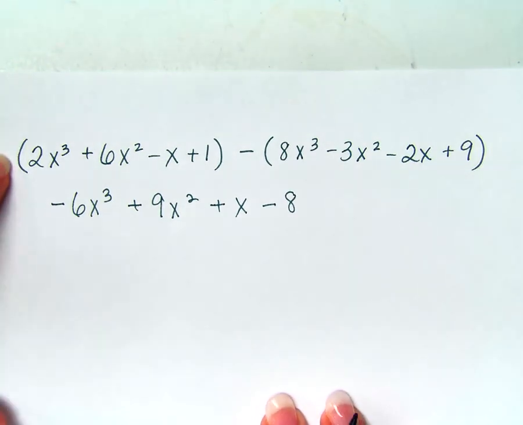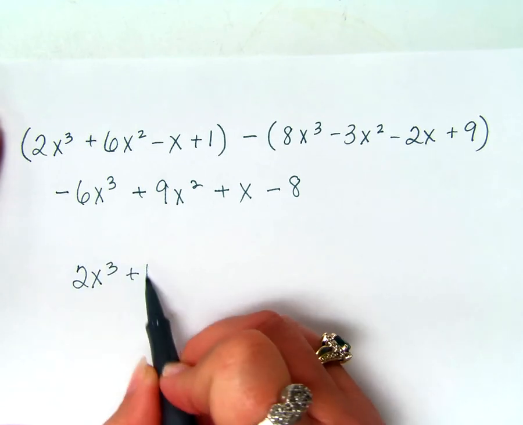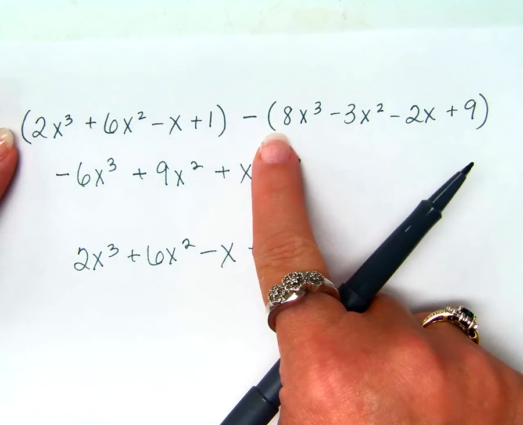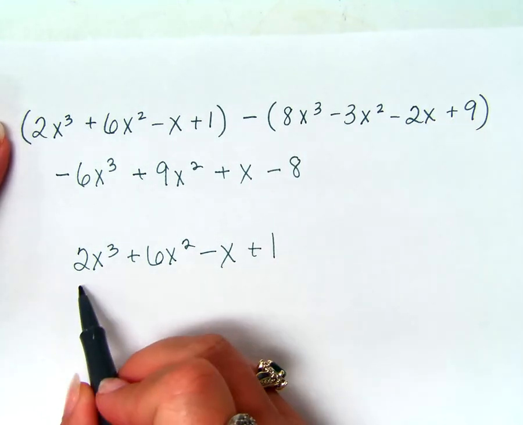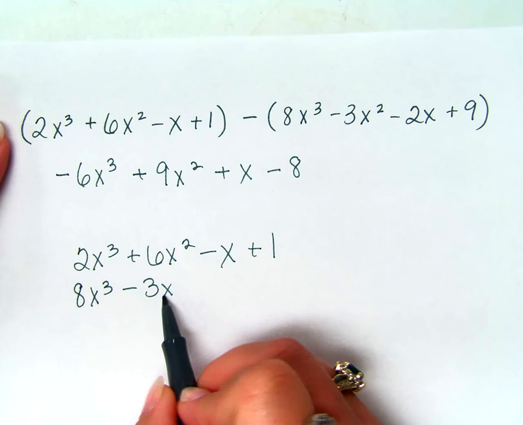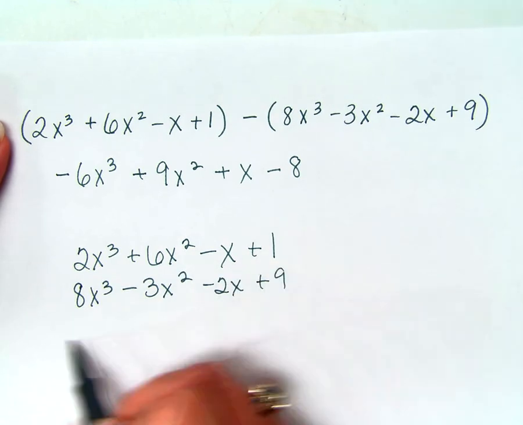Same way as we did before, we have the problem set up horizontally. We could set it up vertically. 2x cubed plus 6x squared minus x plus 1. Now when I subtract, I'm going to line up everything underneath it. 8x cubed minus 3x squared minus 2x plus 9.